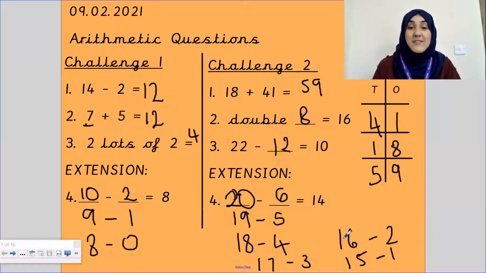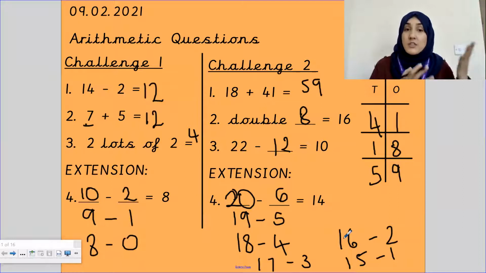So you could have any of those examples that I provided you, or it could be a number that's bigger than 20. You could have started with 30. Okay, then it would be 30 take away 16 equals 14. And then the pattern continues.